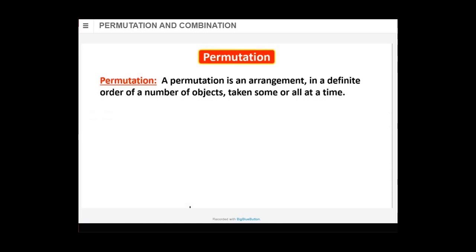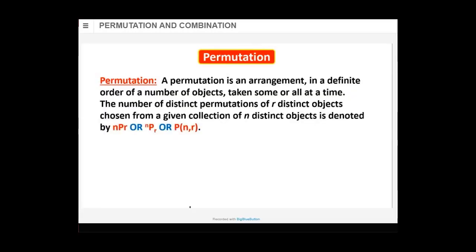Suppose you are having 6 objects, so taken 2 at a time. Out of 6 you can take 3. Maximum you can take 6. You are having 6 objects. Out of 6 you can take all 6. So the number of distinct permutations of r distinct objects chosen from a given collection of n distinct objects.